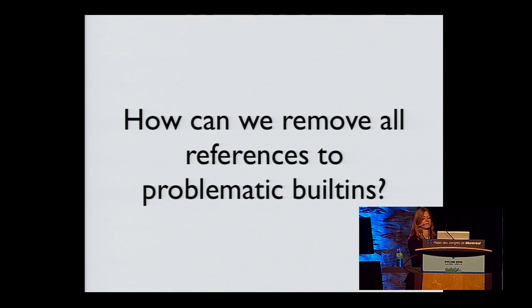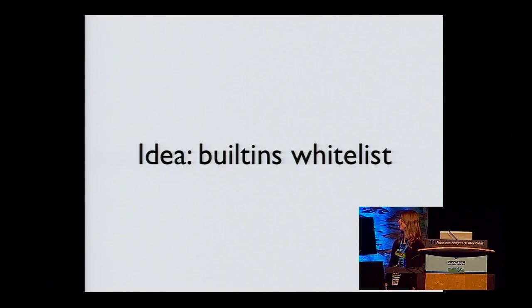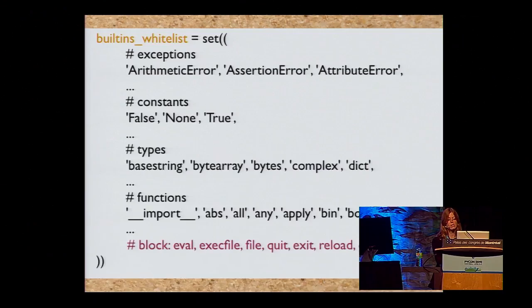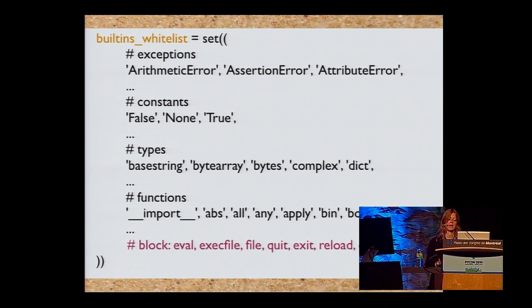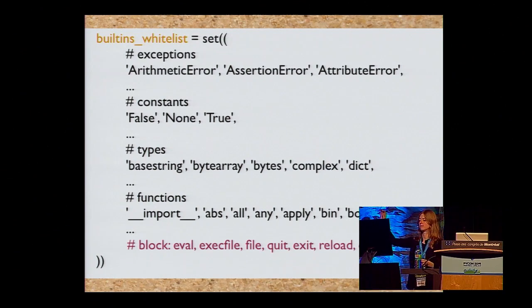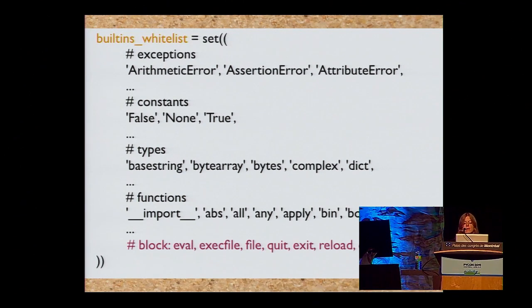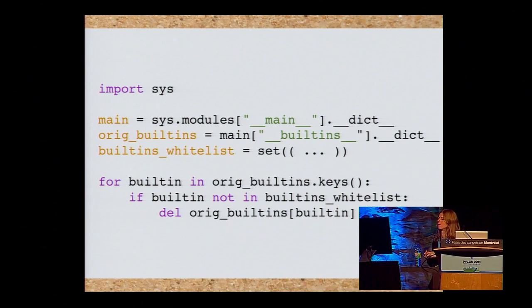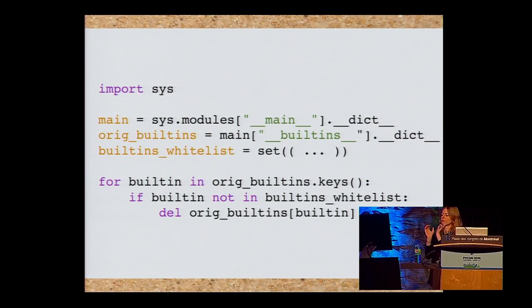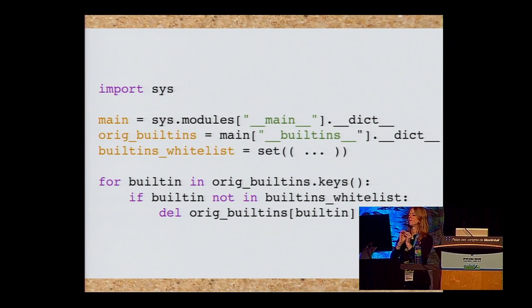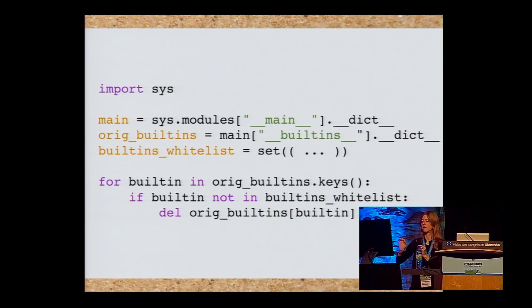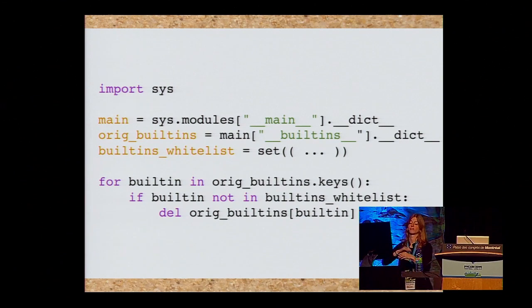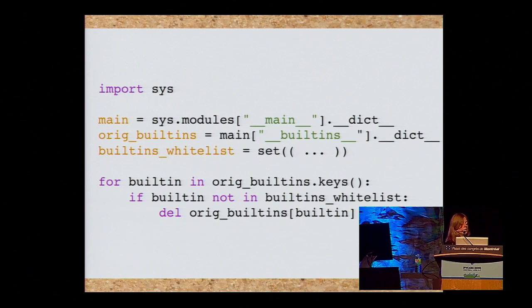OK, a blacklist didn't work so well, but how about a whitelist, a built-ins whitelist? So we could literally have a set that enumerates all of the built-ins that we deem OK, and it leaves out the ones that we think are bad. And then before we actually execute any code, we could take the original built-ins and iterate over all of the original built-ins keys. And if it's not in the whitelist, we'll just delete it. So it's not in the namespace anymore. OK, that sounds pretty good.